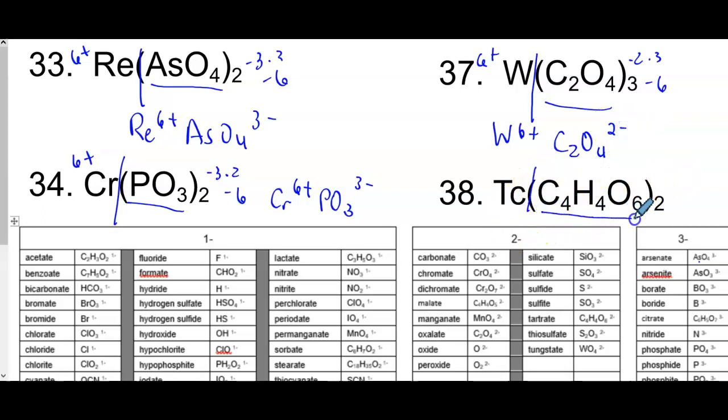Split it. Look up this unit. This is a minus 2 right here, times 2, which is a negative 4. This must be a positive 4. There's 1, so we've got Tc 4 plus and C4H4O6 2 minus.